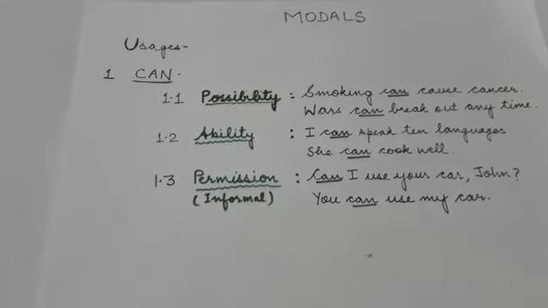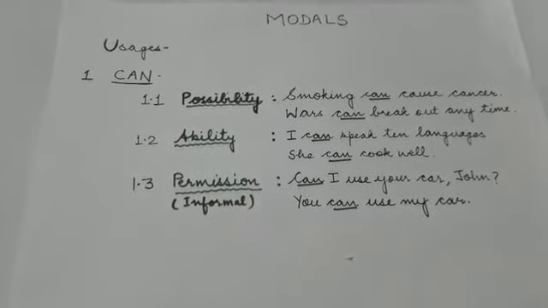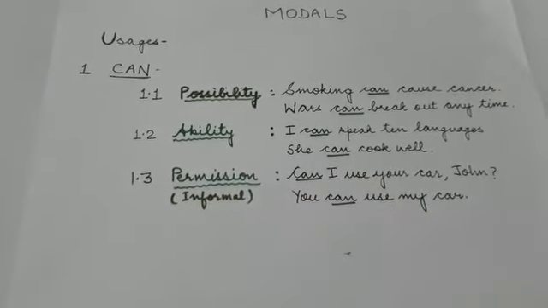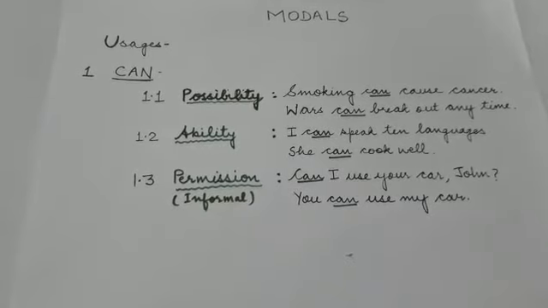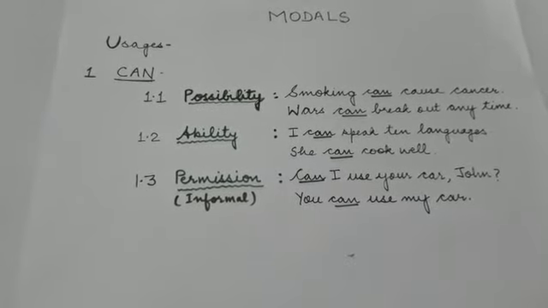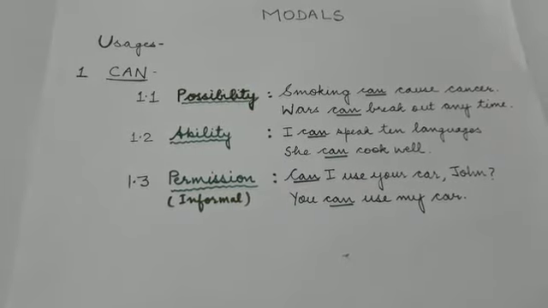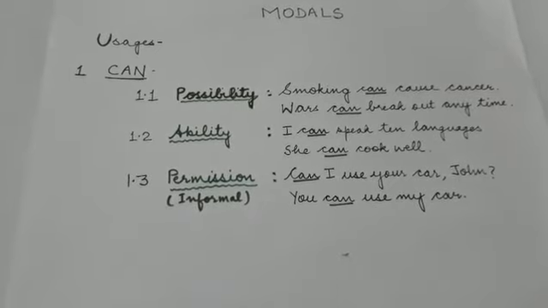So an example of seeking permission is, can I use your car, John? So here someone is seeking permission from John to use his car. And how is John replying? Yes, you can use my car. So here he is giving the permission to the same person. So as we can see, can as a modal has three notions: possibility, ability, and permission.